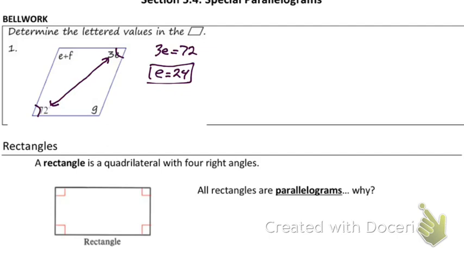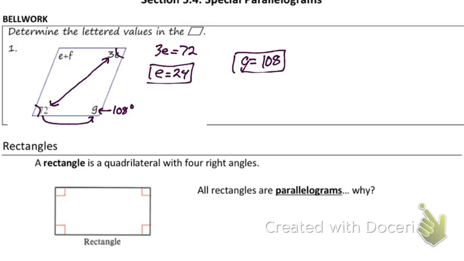What's G? Shana? 108. How'd you get 108? Because 72 and G are supplementary. Yeah, 72 and G must be supplementary, so G has to be 108 degrees. So we'll have G equals 108 degrees.